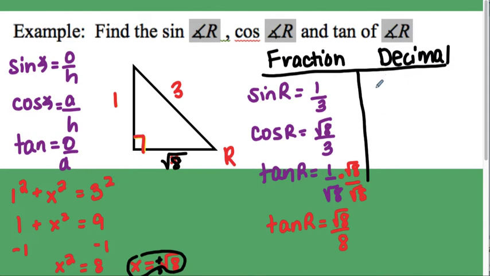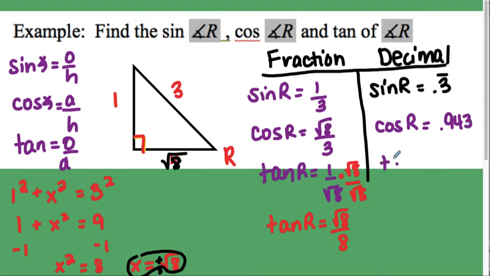I can grab my calculator and write the sine of r is equal to 0.3 repeating. We'd really write it as 0.3 repeating, okay? All right, we could say cosine of r, if I put root 8 over 3 in my calculator, I'm going to get 0.943. If I put root 8 over 8 in my calculator, I'm going to get 0.34.